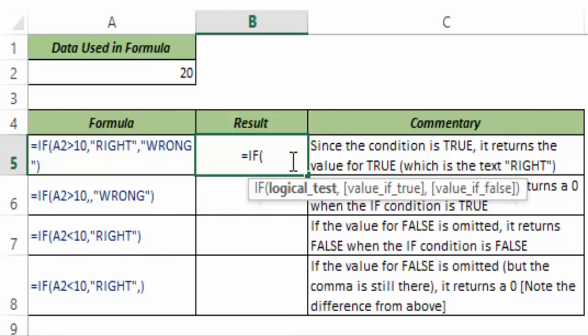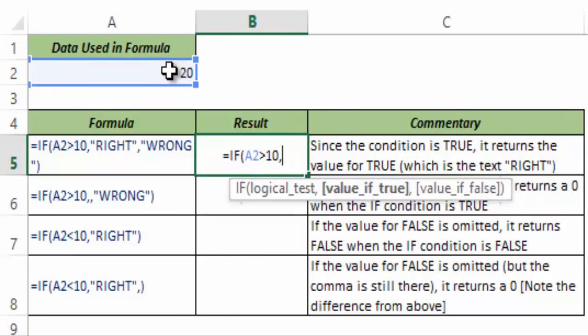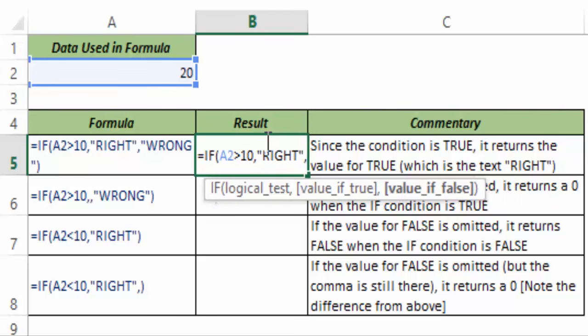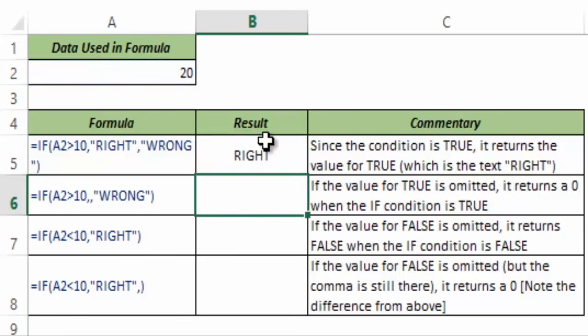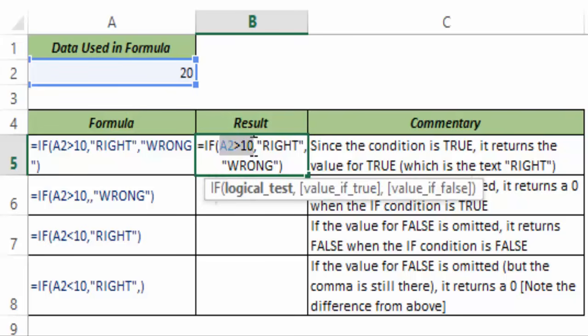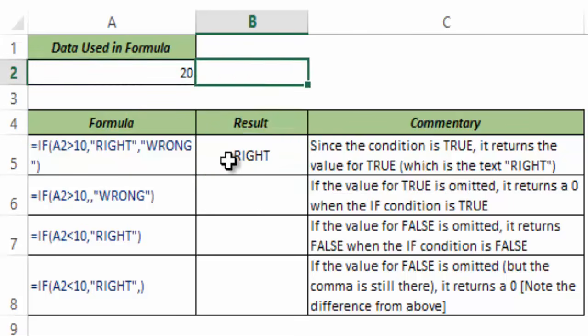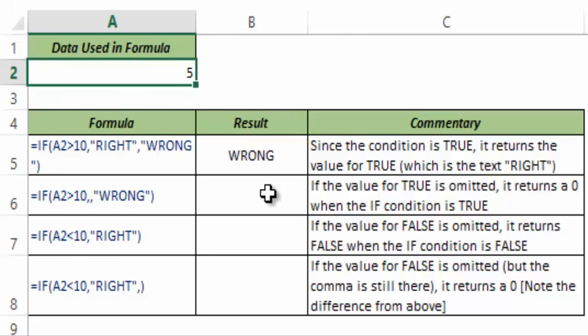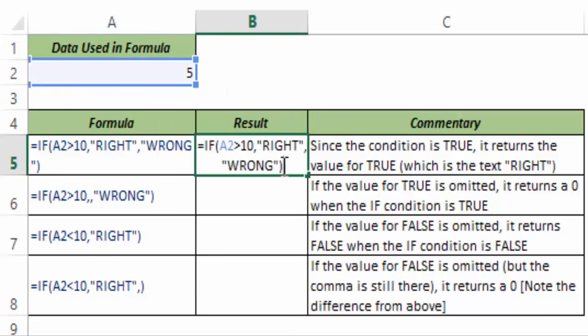So now let me show you how this works. I select A2 and I say if this is greater than 10, which is a condition that would return a true or a false. And if this returns true, then give me right, else the formula should return wrong. And I hit enter, and you can see this returns right because this condition A2 is greater than 10 is true. A2 is 20 and 20 is greater than 10. What happens if I change this value? If I put 5 here, it returns wrong because now this condition is false.